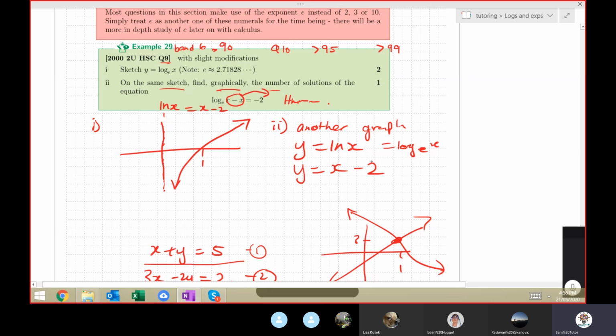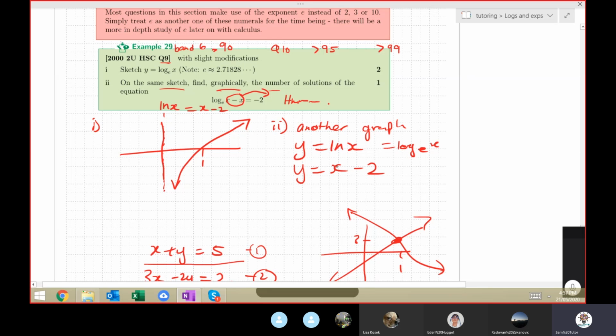Okay, now I'm going to pause. Do you guys get how I got these two? There has to be someone that's confused. ln x and y equals x take away 2. Do you understand why I've written y and y there? Yes? You can see that when I solve these two simultaneously, I will get ln x take away x equals -2.